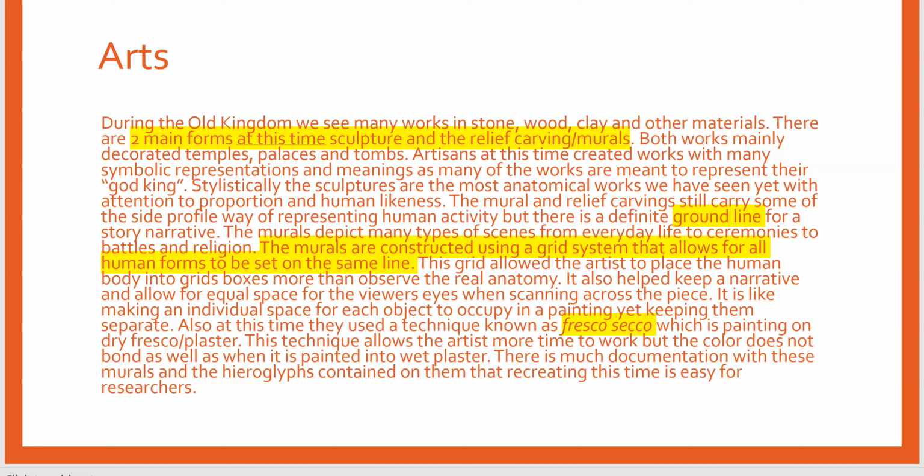So they use this technique called fresco secco, which is painting on dry fresco or dry plaster. And so you'd have a wall, and then you'd coat it with plaster, and then you'd let that dry. Now the problem with that is that the pigment, when you paint on it, since it's already a dry surface, that pigment's not soaking into the plaster.